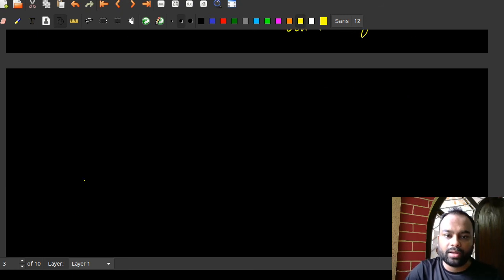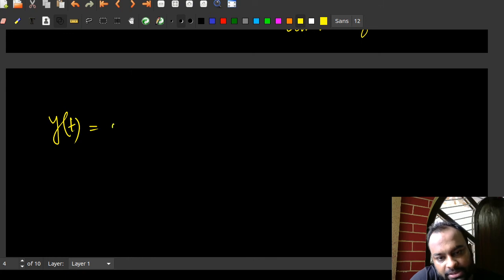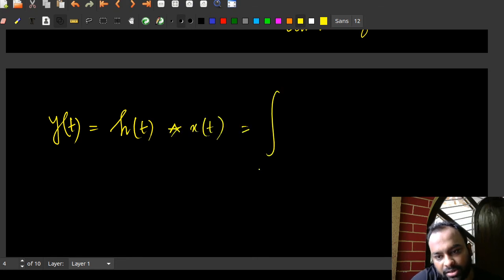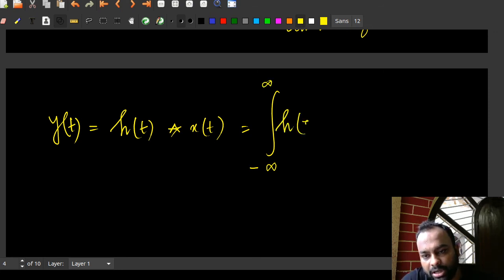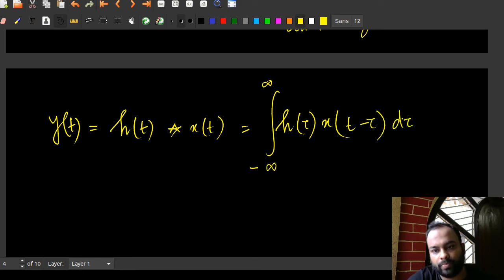So in this regard, now we have this general expression for the convolution. The output of a system, for an LTI system, is determined by this convolution operation, ht convolved with xt. And that was this integration from minus infinity to infinity, h tau x of t minus tau d tau.